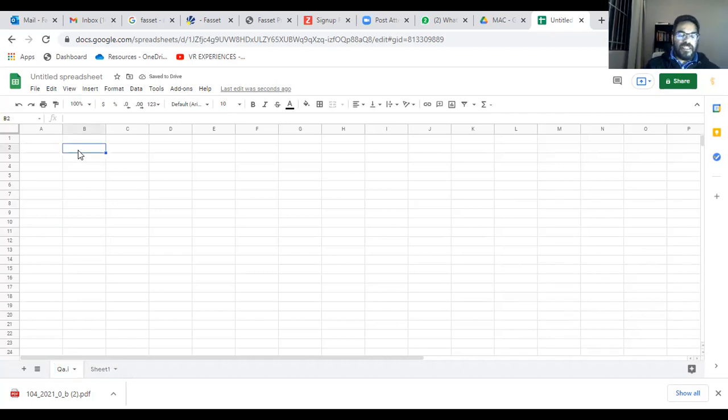So the question said, dear student, please calculate revenue per child per month. Okay, so we need to calculate that. Revenue per child per month to achieve target profit.